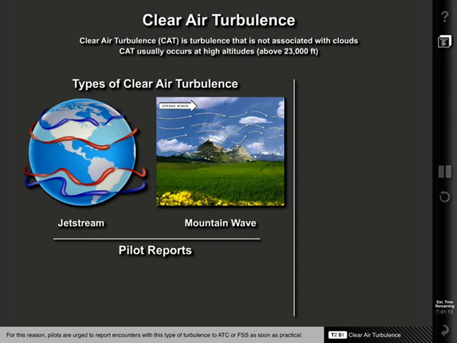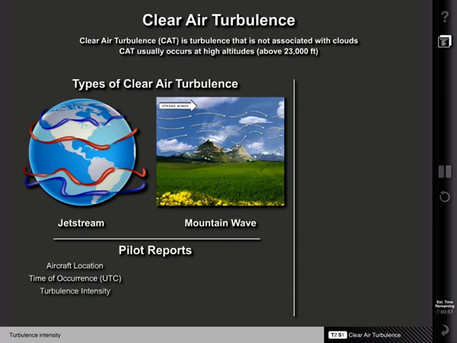as practical. When filing a PIREP with a flight service station, it is important to provide concise information in the following order: aircraft location, time of occurrence in Zulu time, turbulence intensity, whether the turbulence occurred in or near clouds, aircraft altitude or flight level, and type of aircraft.